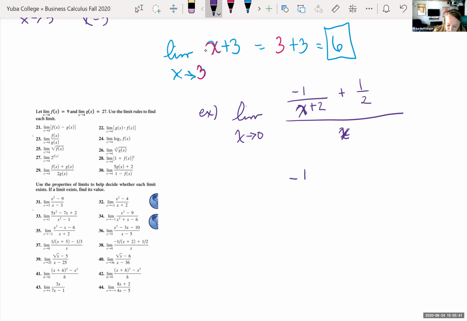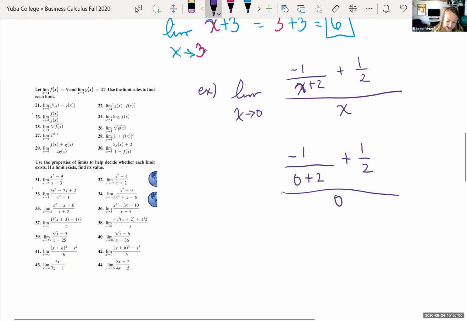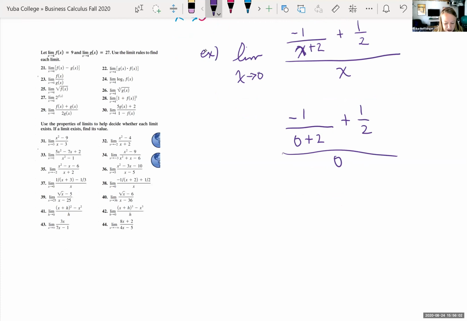We get negative 1 all over, I see an x here, so I have 0 and then plus 2, plus 1/2, all over my denominator, which was x, where I'm plugging in 0. And so if I do this, I get negative 1/2 plus 1/2 in my numerator, which is 0, all over 0. And so we need to go back and manipulate that expression so that when we do take the limit, we get a value that's not an indeterminate form.